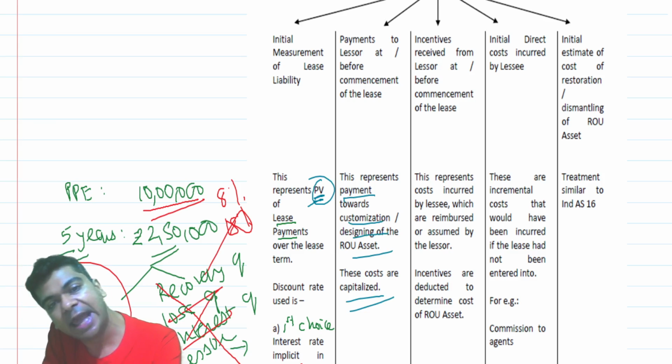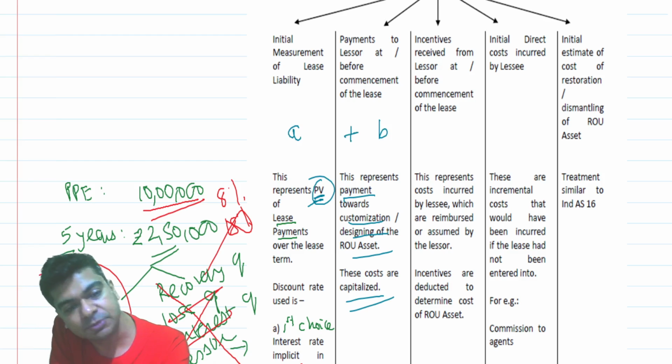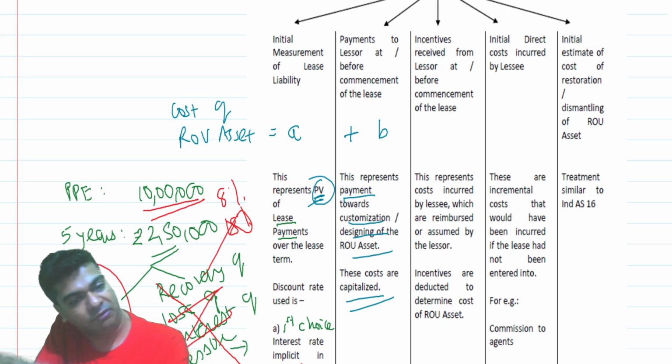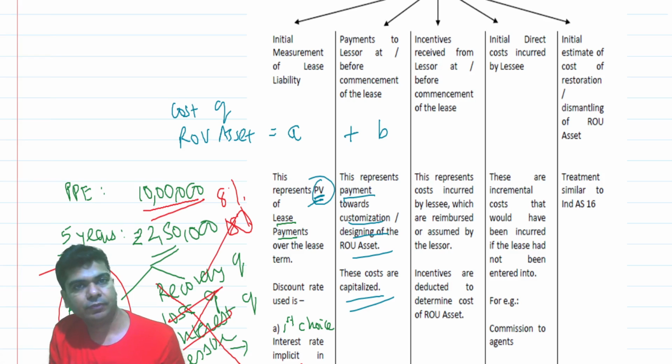These costs are capitalized. So if I consider this as A and if I consider this as B, then the cost will be A plus B. So if you are calculating the cost of ROU asset, then start with the initial measurement, and because these costs will be capitalized, I will add the same.